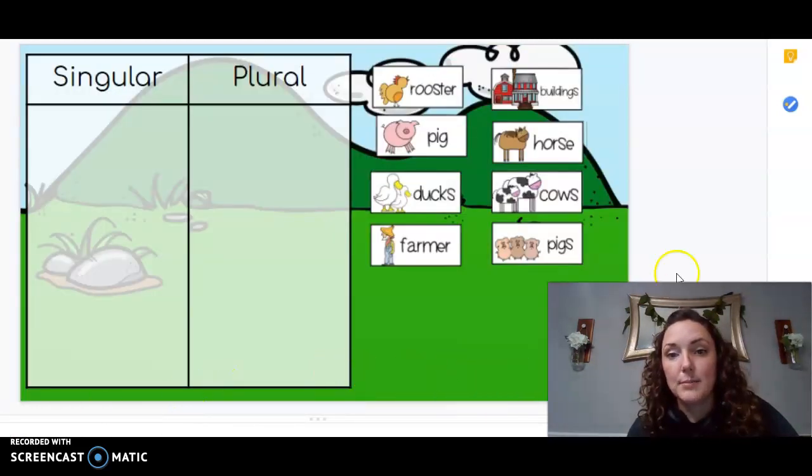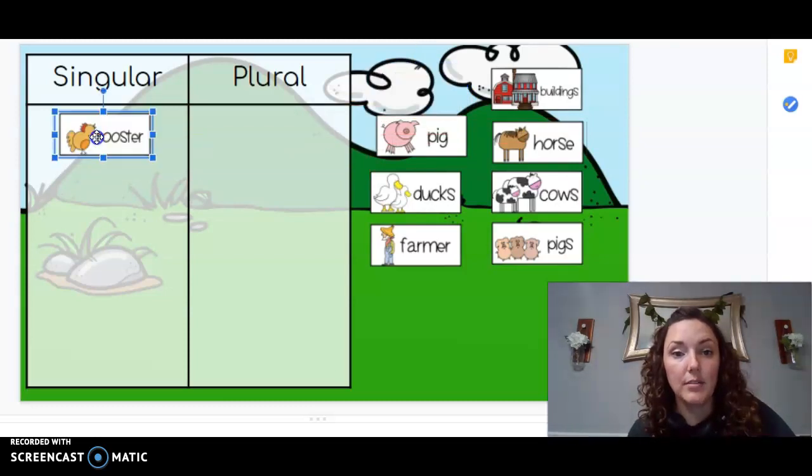All right, let's sort some singular and plural nouns. Now remember, singular means one, plural means more than one. My first picture is a rooster. Let's think about the word rooster. Does that just mean one or does it mean more than one? Rooster. Well, it just means one. So let's put that over here, singular, because singular nouns are just one.